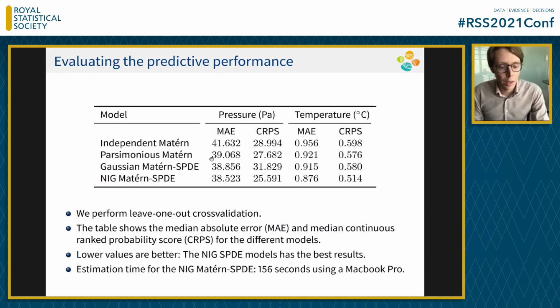And here I'm showing median absolute errors and median continuous rank probability scores. These are both measures of the accuracy of the predictions, where a lower value is better. And you can see that for both pressure and temperature, this NIG SPD model is outperforming the other models by a big margin. It should also be noted that it took me about 150 seconds to fit this model on my laptop, so it's not so computationally expensive to do this.